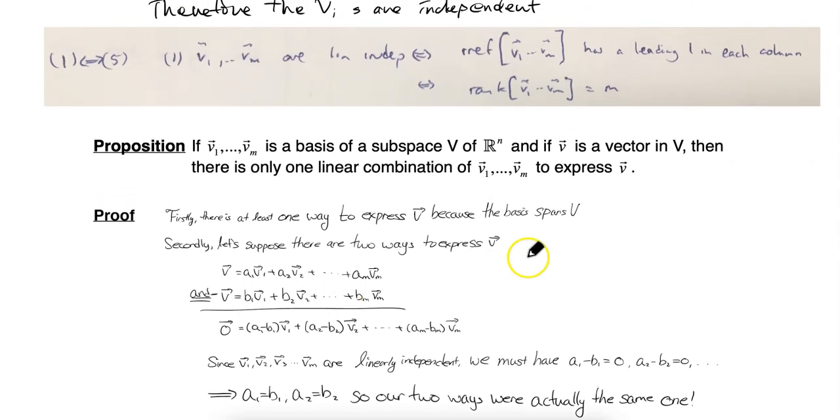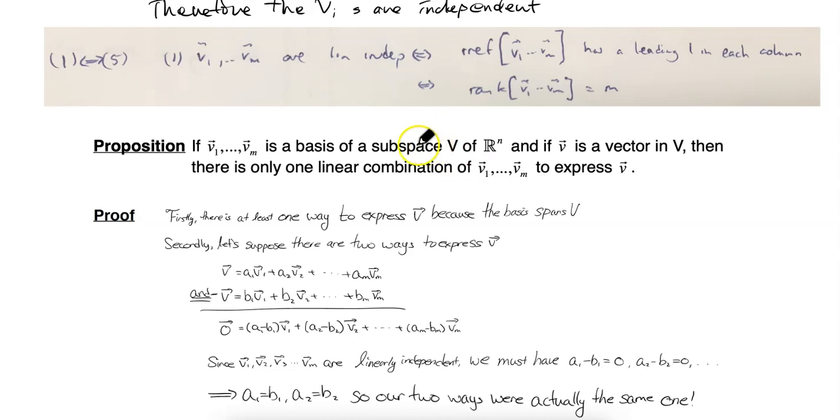Lastly, a proposition: if v1 through vm forms a basis of a subspace, and v is a certain vector in the subspace, then there is only one way to express v. That is a very precious proposition. It means that if you have a basis, then you can only reach a certain vector using one linear combination in the basis.